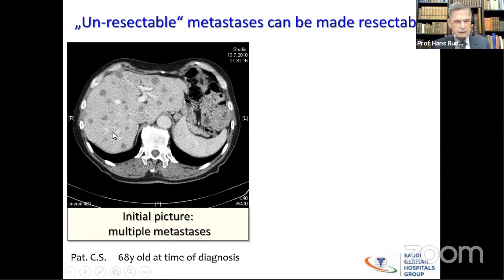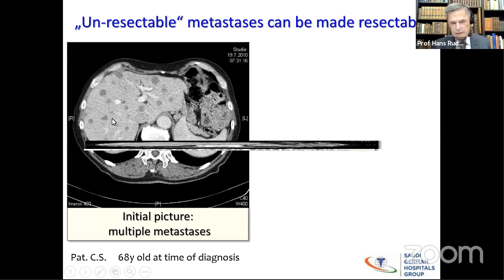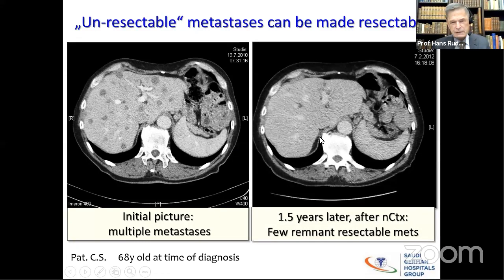These are multiple, nearly uncountable metastases, and I wouldn't have thought that we could resect this patient, but 1.5 years later, same patient, same height of the liver, same picture. Just in between these pictures are 1.5 years of chemotherapy, and there are only a few remnant metastases which could be resected quite easily. This is impressive, I think, as well.